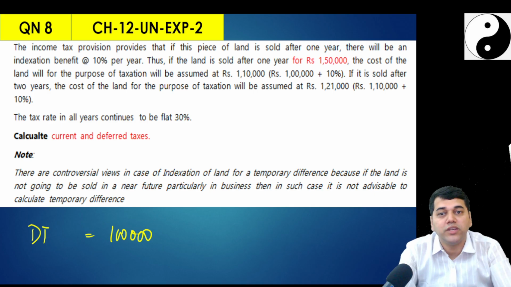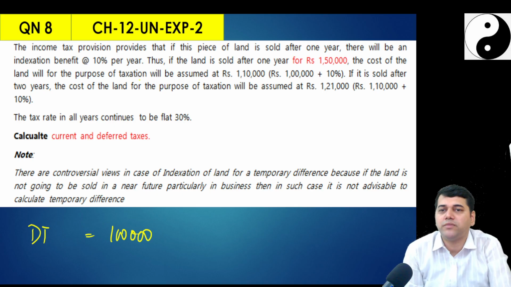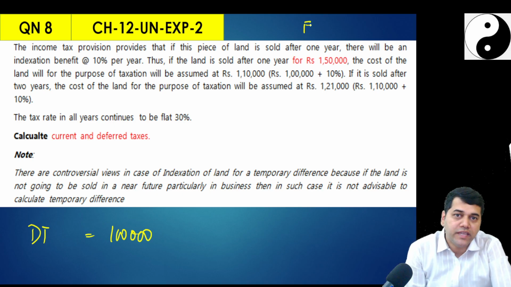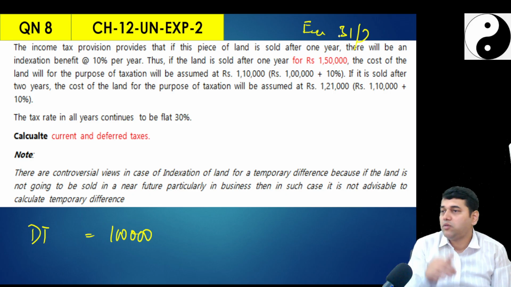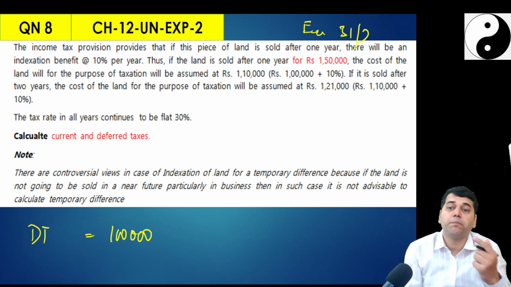Now the question comes, what is your intention when you plan to sell? Followed? So if you have to create a deferred tax, let us assume that this land is purchased right now, at the end of the year only, on 31st March. What is its book value today? 1 lakh. Now the question comes, when have you planned to sell this?